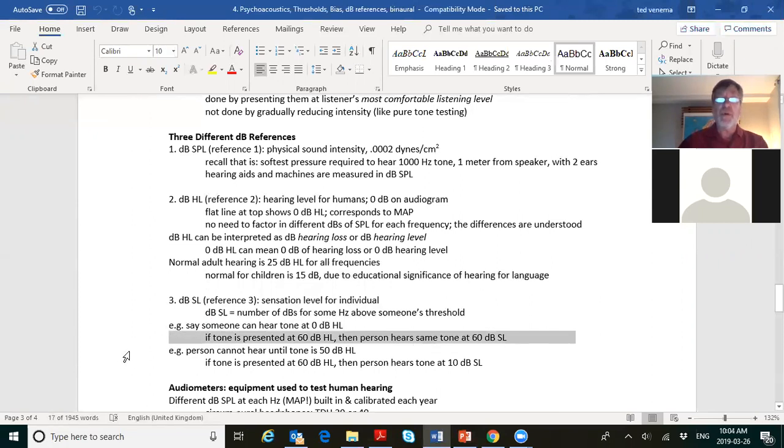But now, let's say a person can't hear the tone until it's 50 dBHL, and you present the tone at 60 dBHL. Then that person hears the tone at 10 dB sensation level, because 60 minus 50 is 10. So the reference for dBSL is your hearing threshold, not 0 dBHL. So if I'm presenting a 1,000 hertz tone at 90 dBHL and your threshold at 1,000 hertz is 60 dBHL, 90 minus 60 is 30. You hear it at a sensation level of 30.